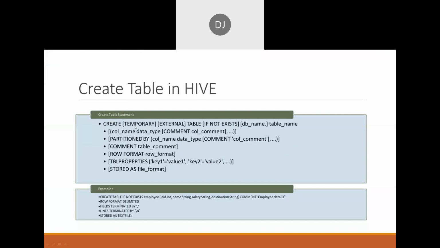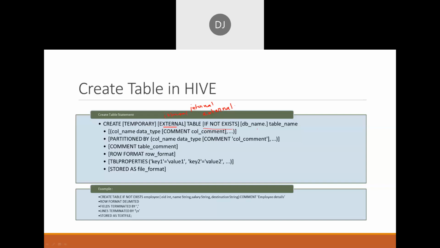While creating a table, you can give whether it is a temporary table, an external table, or an internal table. This I will tell you the difference. Hive creates two types of tables: one is an internal table and another one is an external table. Okay, there is a difference between these two. And this you can give. These are optional only. If you don't give anything, then it will create an internal table only, that you can remember.